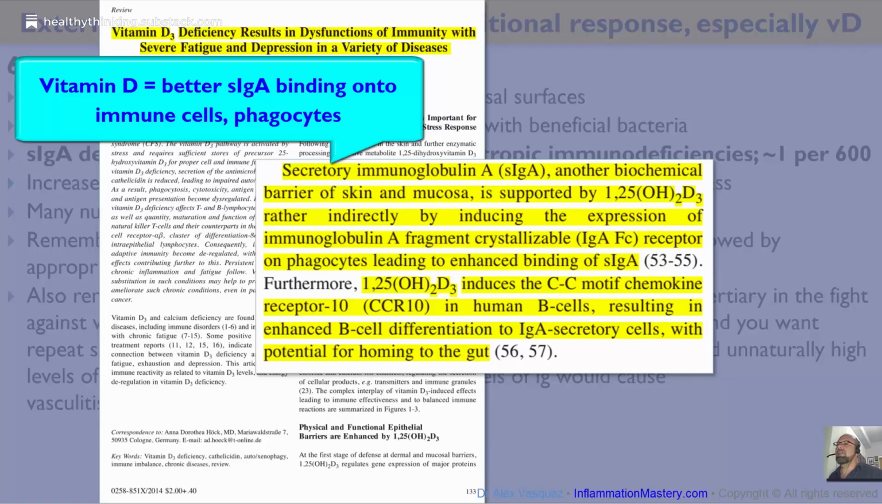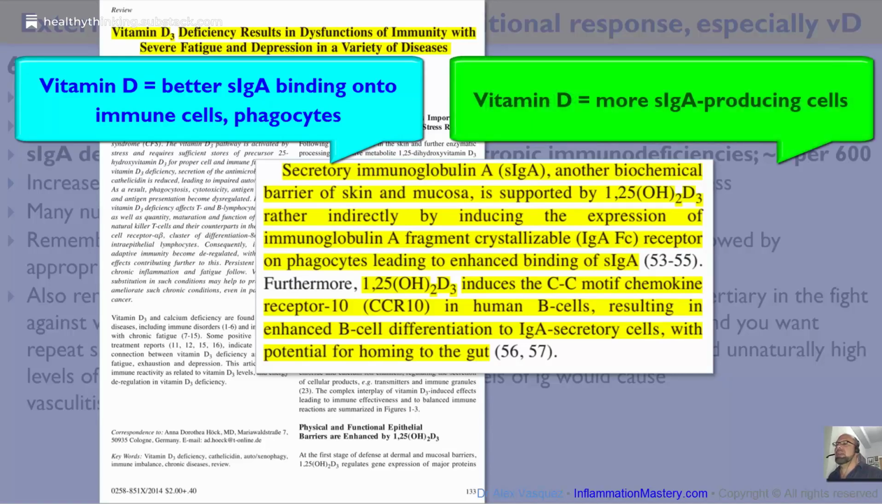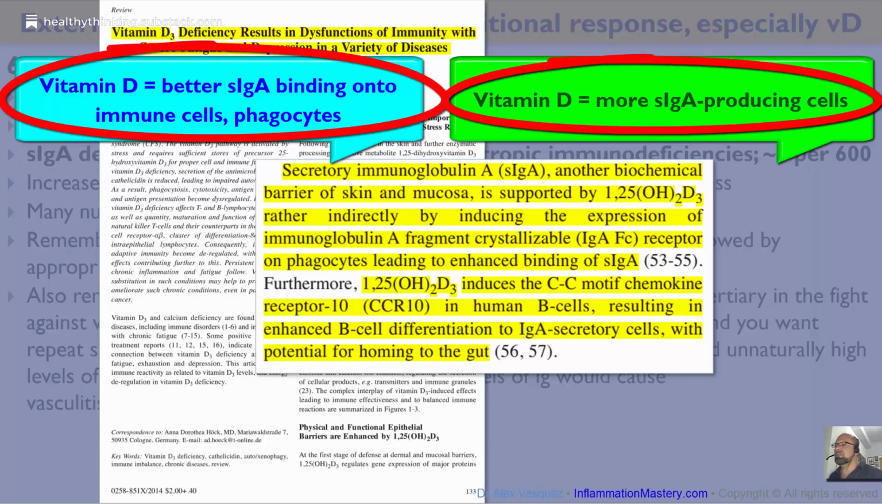She states, furthermore, vitamin D induces CC motif chemokine receptor 10 in human B cells, resulting in enhanced B cell differentiation into IgA secretory cells with the potential for homing to the gut. So you can pause the video if you want to read that again and let it sink in, but she does provide in 2 sentences some really good detail on how vitamin D supports secretory IgA defenses.